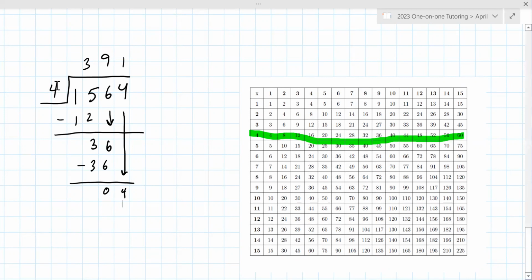So if the number doesn't go into the first one, you now look at a 2-digit number. Do you see that? Okay. It's okay. We're going to do a couple more here.